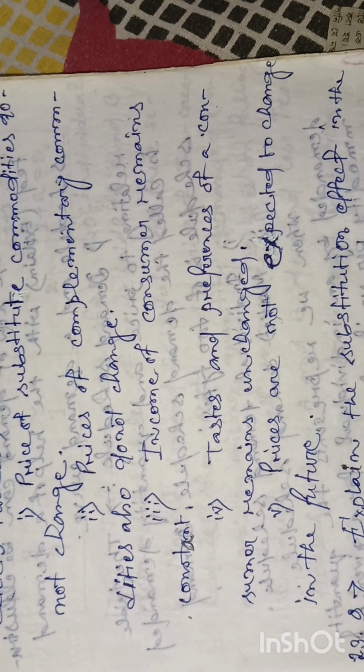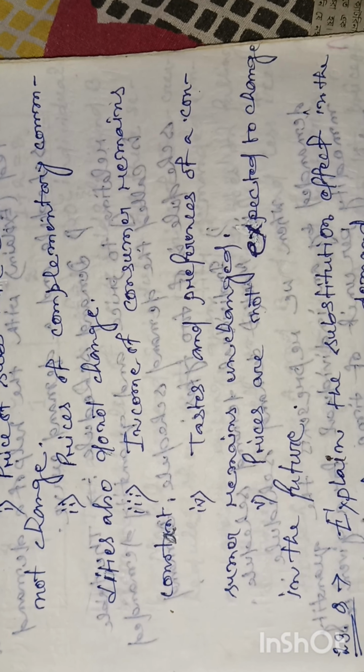Other things remaining the same, or ceteris paribus. Number one, price of substitute commodities do not change. Number two, price of complementary commodities also do not change. Number three, income of consumer remains constant.